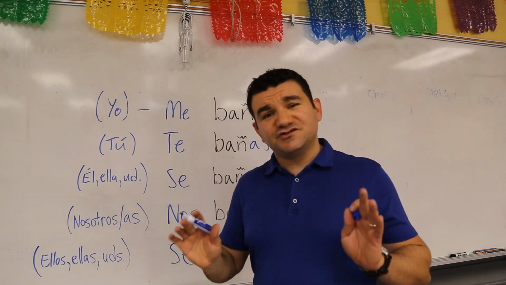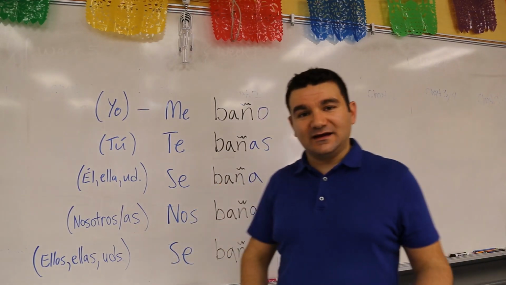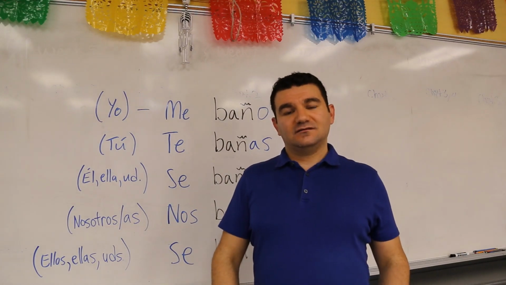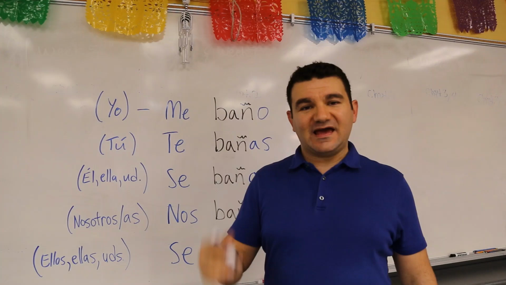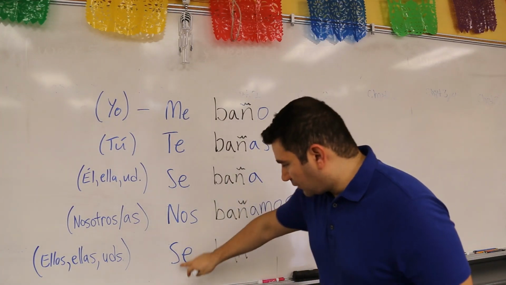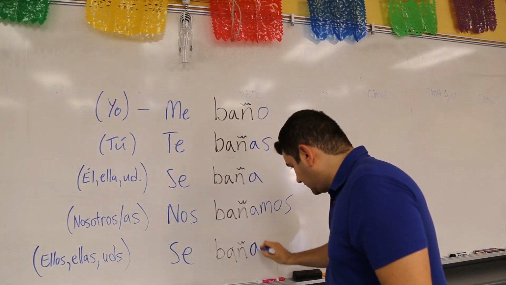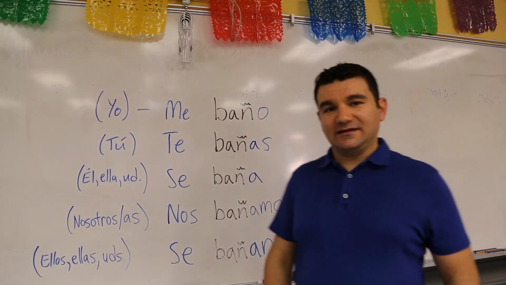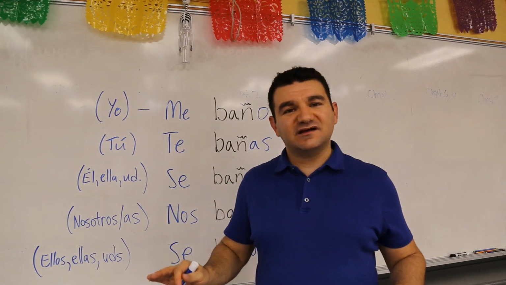And finally, ladies and gentlemen, look at the pattern. O, as, a, amos, an is going to be the last one. It's the plural. Them, they, all of you guys, the ellos, ellas, ustedes form. You already got that part set up. Now, just add on your plural ending. Ladies and gentlemen, that's it. That's the mechanics of it.